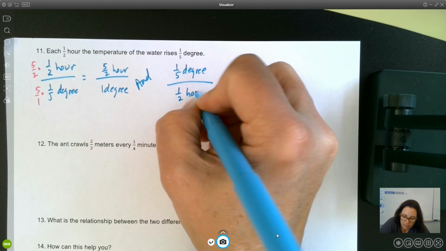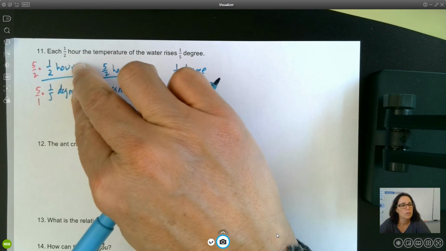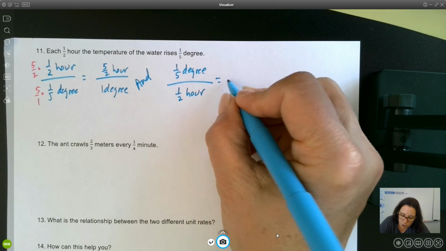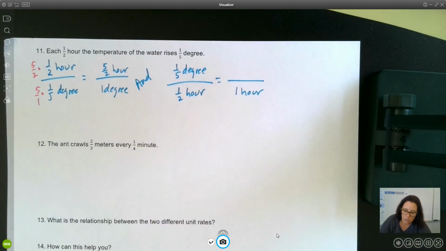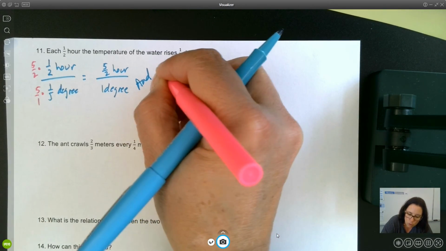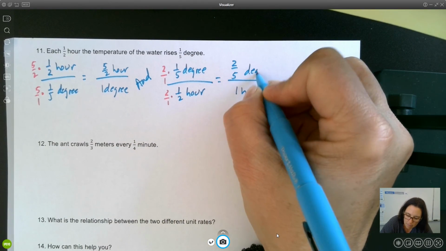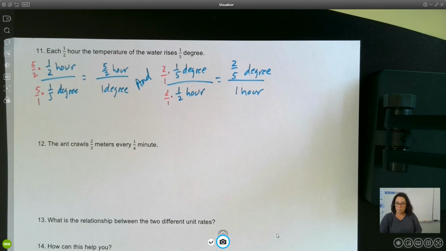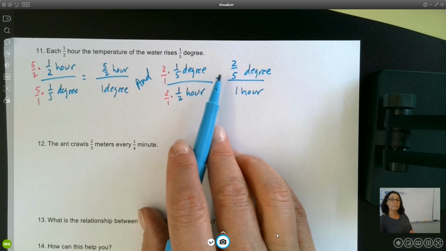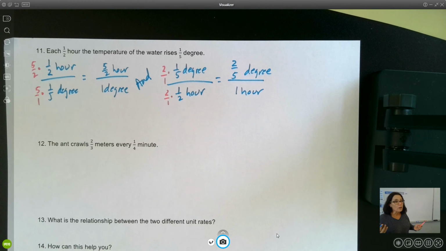is 1/2 hour. Okay, so we just took this blue rate and flipped it over. And now we need to try to get it as 1 hour. To turn this half into 1, multiply by 2/1. So 2/5 of a degree. I hope that you're seeing a relationship between this 5/2 hours and 1 degree and 2/5 degree in 1 hour. If you do, you can do half the work, right?